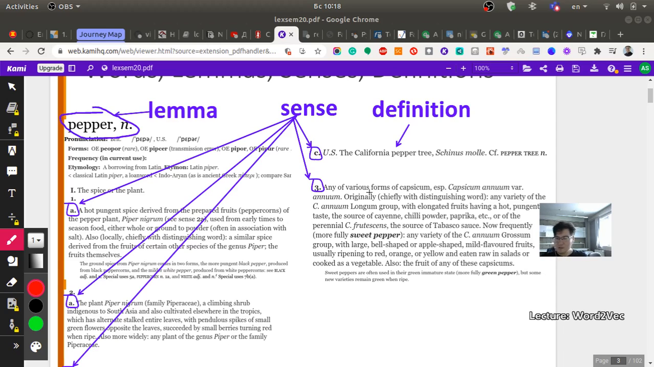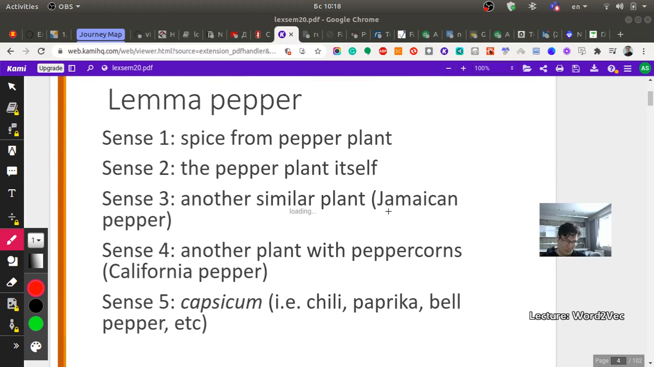Even if you think it is one meaning, it may have different meanings. For example, in some industries it may have other meanings. So for pepper we have 5 senses. It may be the spice from the pepper plant, so you can eat the spice. It can be the plant itself, which is something totally different.